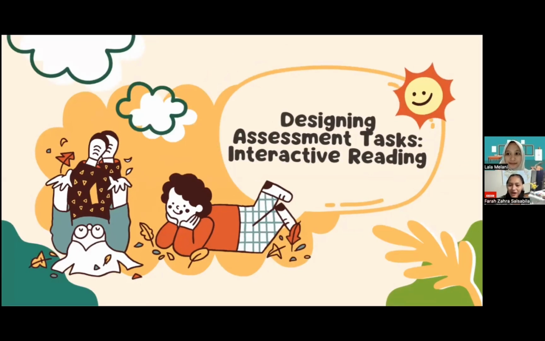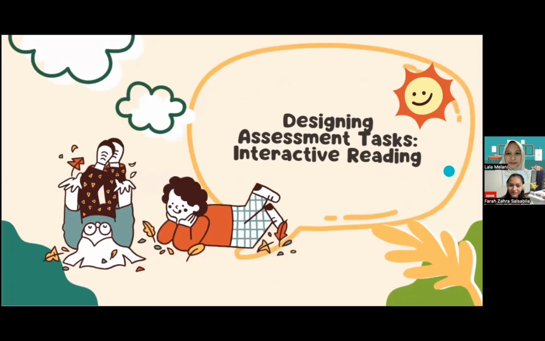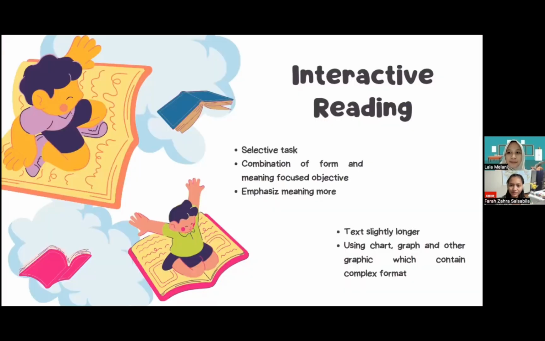So the first one is about interactive reading. Interactive reading can be used for selected tasks. It's also a combination of form and meaning focused objectives, with more emphasis on meaning. The text is slightly longer. It can also use charts, graphics, and other graphics which contain complex formats.